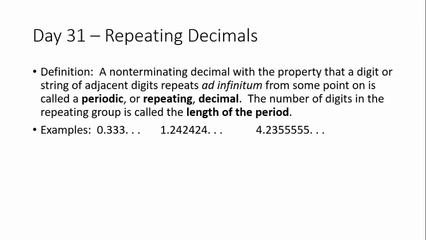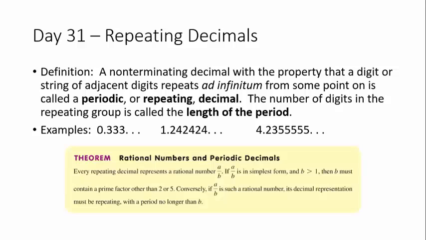And in the last example, you notice that it takes several digits before the repeating begins. You have 4.2355555, and so on. The 5 repeats. The length of the period is 1. These are examples of periodic or repeating decimals. In order for us to have a repeating decimal, a divisor of the denominator must be a prime factor other than 2 or 5.